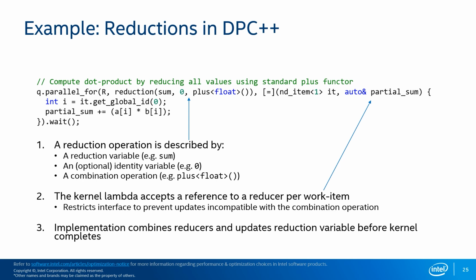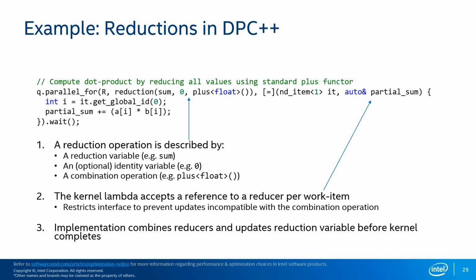In this example, we use a reduction to compute a dot product of two arrays, A and B. The reduction operation is described by a few things. First, you must define a reduction variable. In this example, it is called sum and will store the result of the dot product. Next, we must specify how we want to combine values. Here, values will be added together using the plus templated operator.